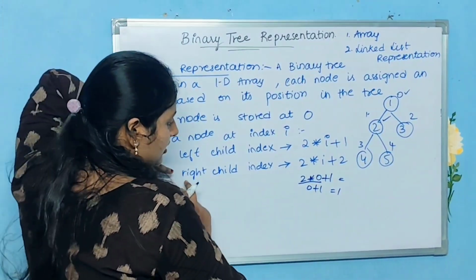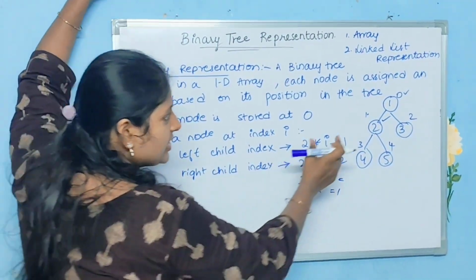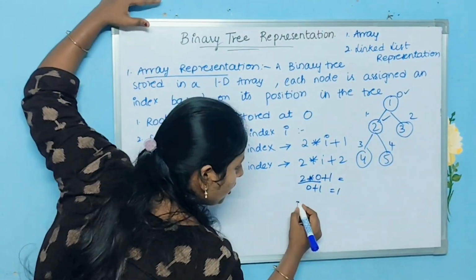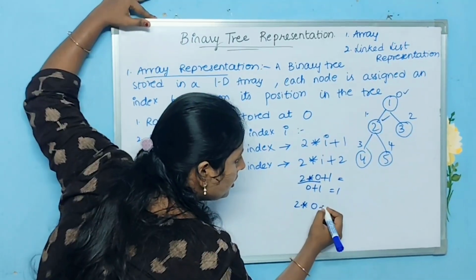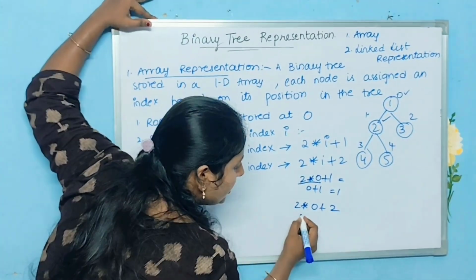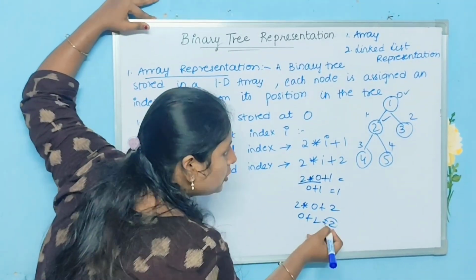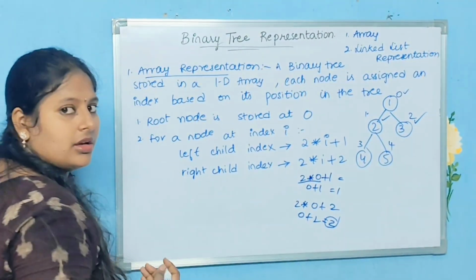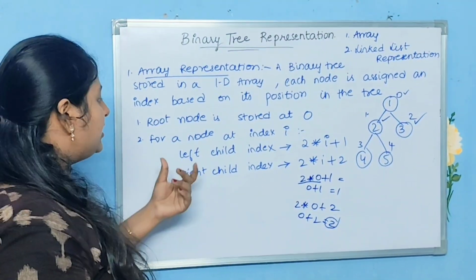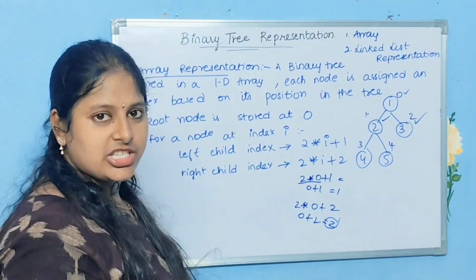Next one is the right child index. What is the right child of the 0 node? What you'll do is 2 into 0 plus 2, that is 0 plus 2, which is 2. This is how you will find the left child index and right child index.